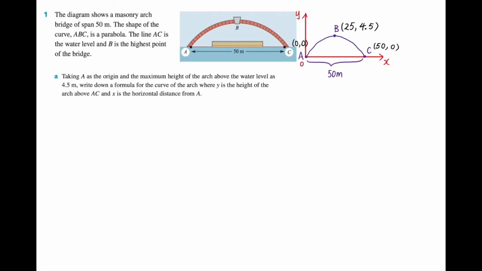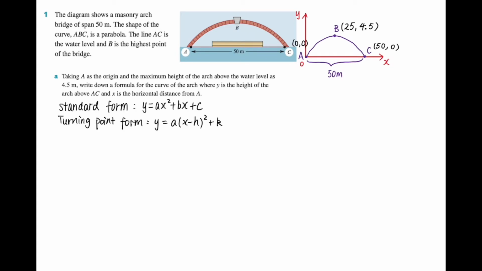Now that we have our 3 points on the graph, it's time to work out the formula that describes the curve. We know the polynomial form of a quadratic equation is y equals ax squared plus bx plus c. But in this case, since we know the maximum turning point on the graph, which is point B, we can use the turning point form. The turning point form is y equals a times bracket x minus h squared plus k, with a being the dilation factor, which is a constant, and h, k being the coordinates of the turning point.